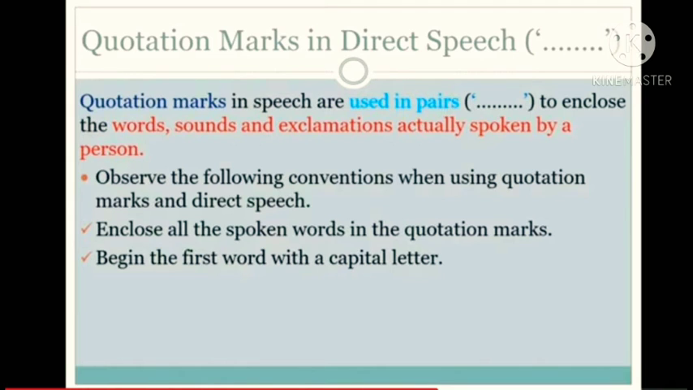Observe the following conventions when using quotation marks and direct speech. Enclose all the spoken words in the quotation marks. Begin the first word with a capital letter. Yes, so these are a few points which we need to remember while using the quotation marks. कि हमको पूरा direct speech quotation marks के बीच में लिखना है और हम जहाँ से स्टार्ट कर रहे हैं अपने कोटेशन को उसका पहला लेटर कैपिटल लेटर होना चाहिए.